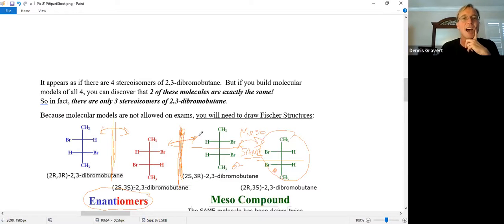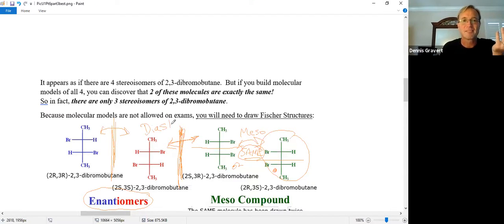These two are not mirror images. You also can't superimpose them. They're not the same molecule. Wait, that's all the terms we have so far. They're either the same or they're non-superimposable mirror images. This is a brand new relationship. These are stereoisomers that are not mirror images, and they're not superimposable, and they are different. What can we call this pairing?